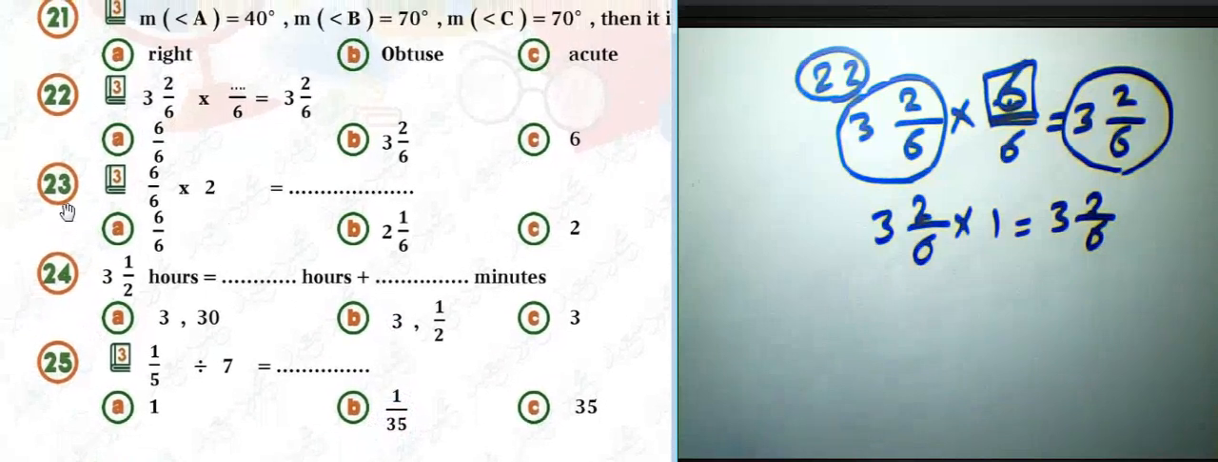Question 23. 6 over 6 multiply 2 equals 2, because 6 divided by 6 equals 1, and 1 times 2 equals 2. Choose letter C.